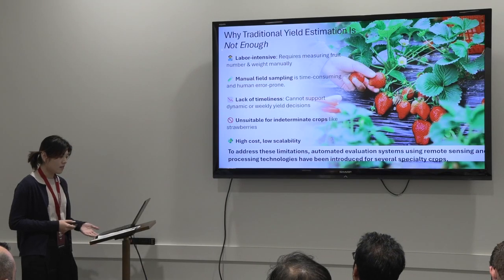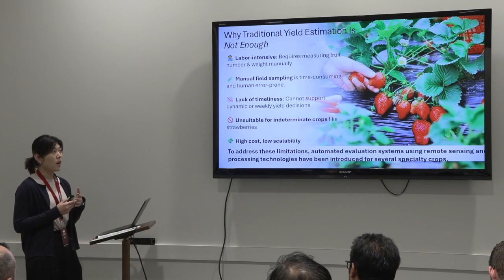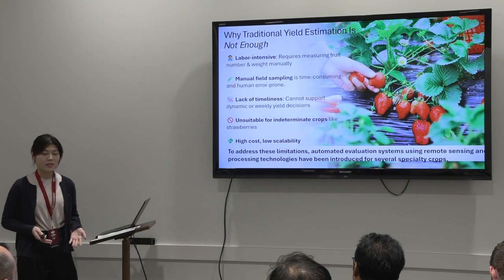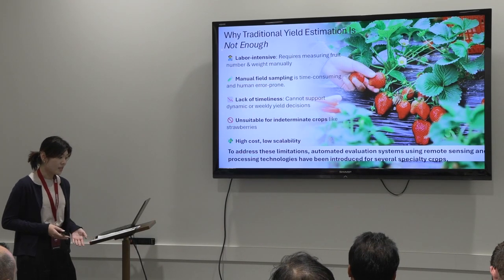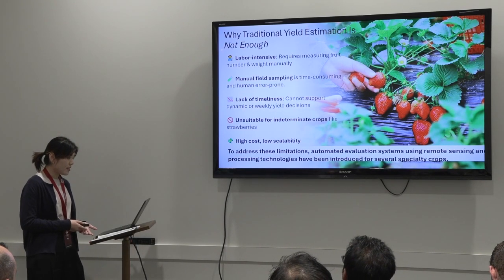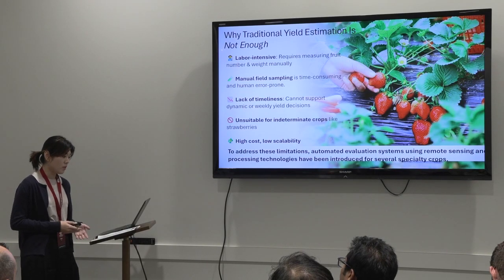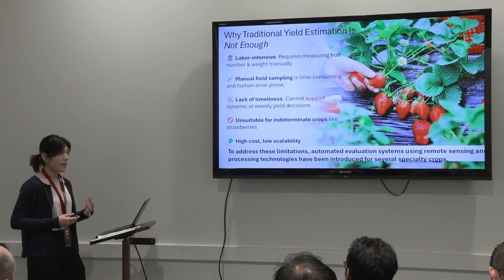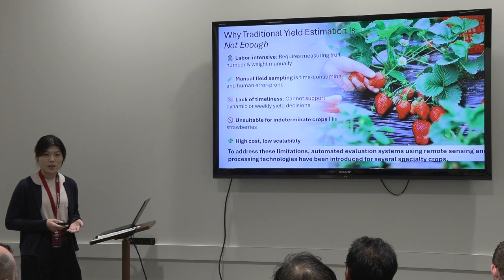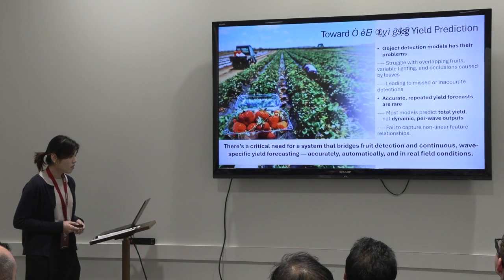So to deal with all these limitations, and because of the development of machine learning, we are trying to integrate more automatic systems. We use remote sensing and other different processing technologies to develop yield prediction for these specific crops. Okay.